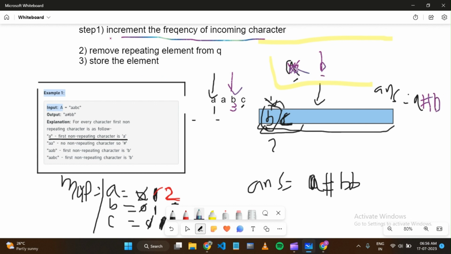Now the iterator will be here. The frequency of C will be incremented, and the frequency of C now will be 1. If the frequency is 1, we will push it in our queue. Now check if the top of the queue is a non-repeating element. Yes, it is, so take the front element in our answer. So I hope you understood the algorithm.